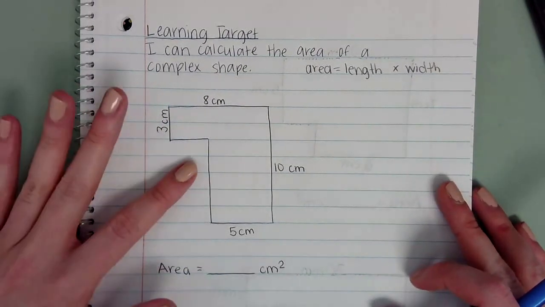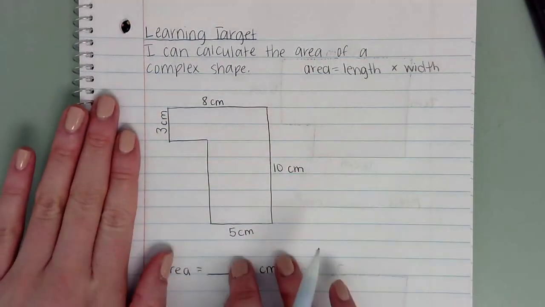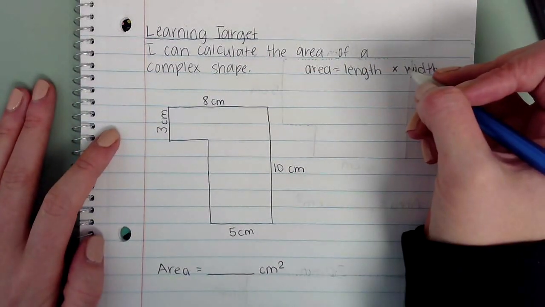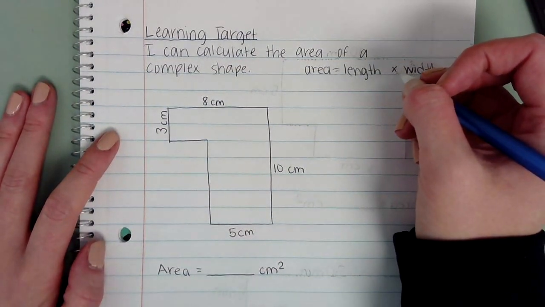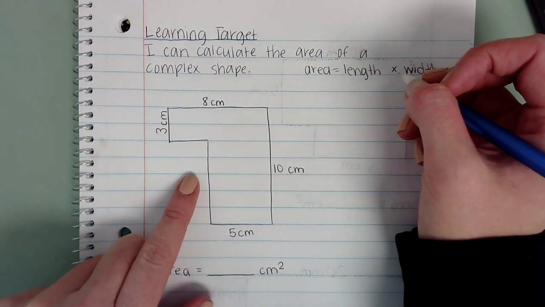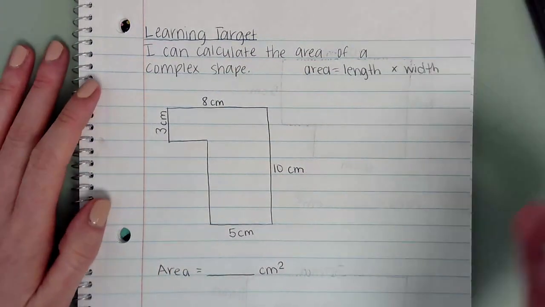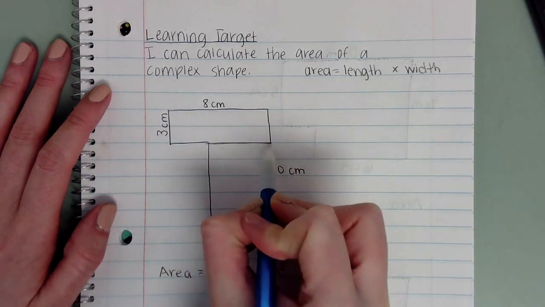What makes this shape complex is that it is two rectangles put together. So in order to find the area of this shape, we're going to find the area of two separate rectangles and add them together. So we need to draw a line somewhere on this shape so that it creates two rectangles from this shape. So I am going to just draw my line going across.